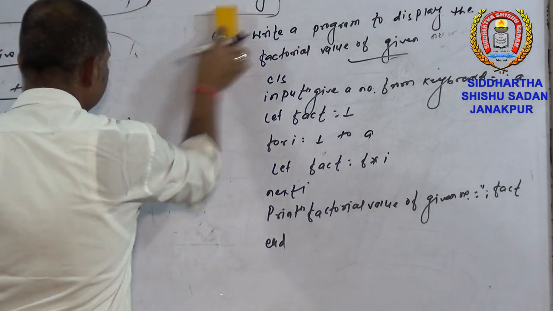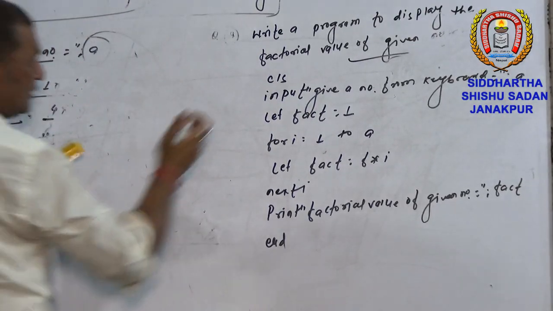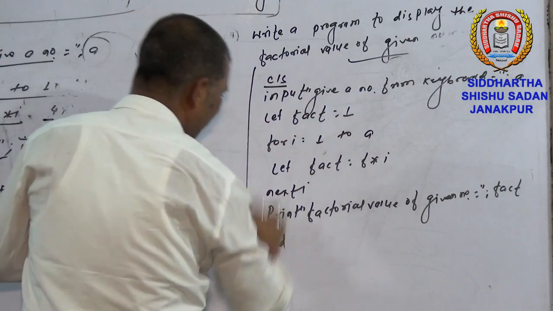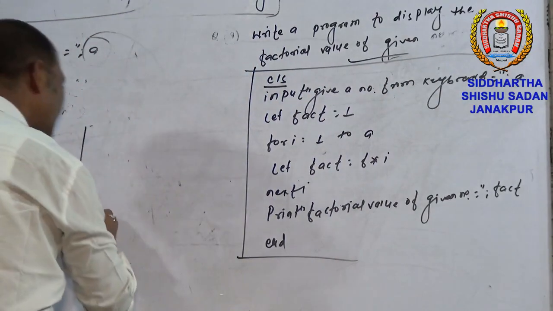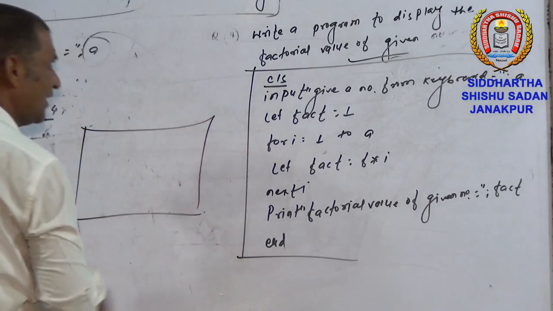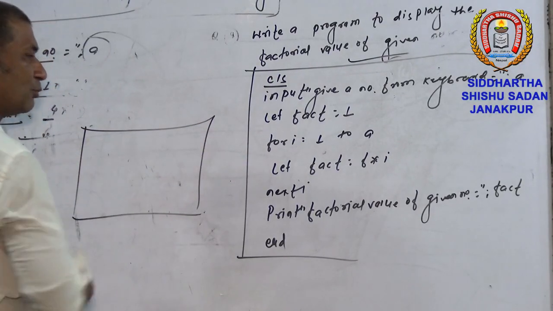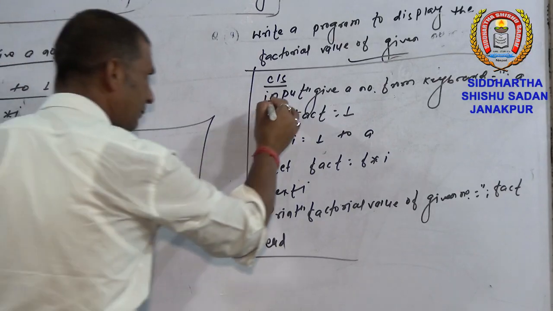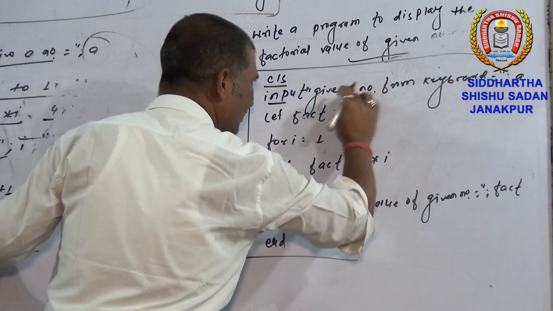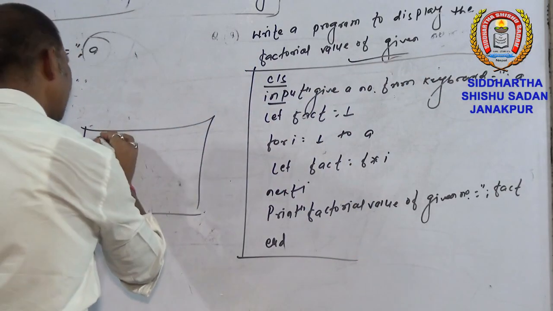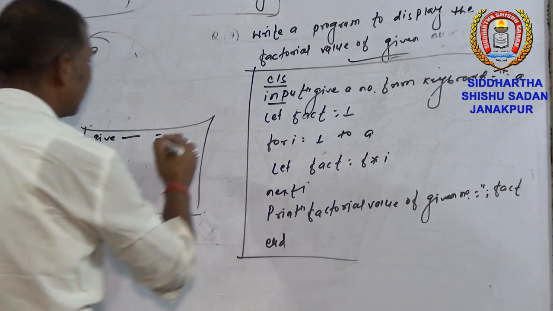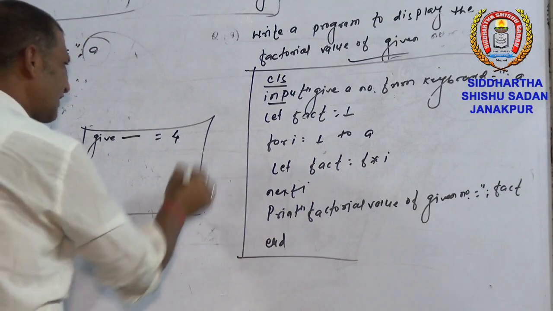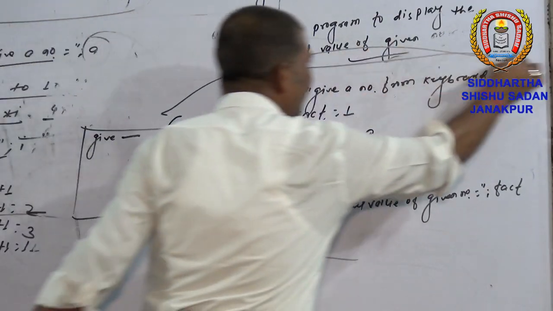Suppose this program is executed by pressing F5. You know very well, the first CLS command is executed, it removes all the things of the output screen. The input statement we have written in double quotes, give a number from the keyboard. The same message it will display. Suppose you have given 4. So this 4 becomes the value of A.